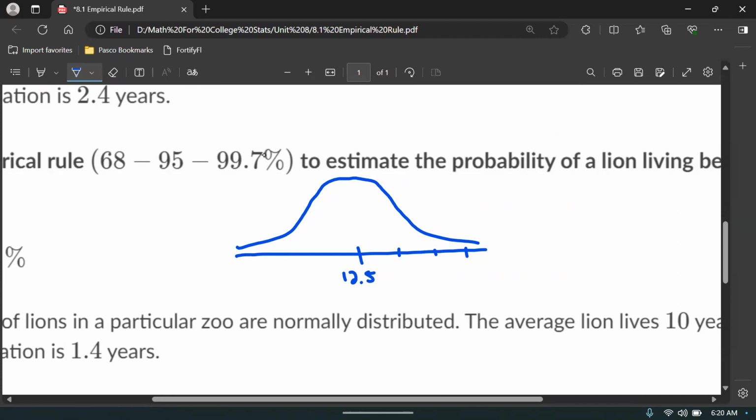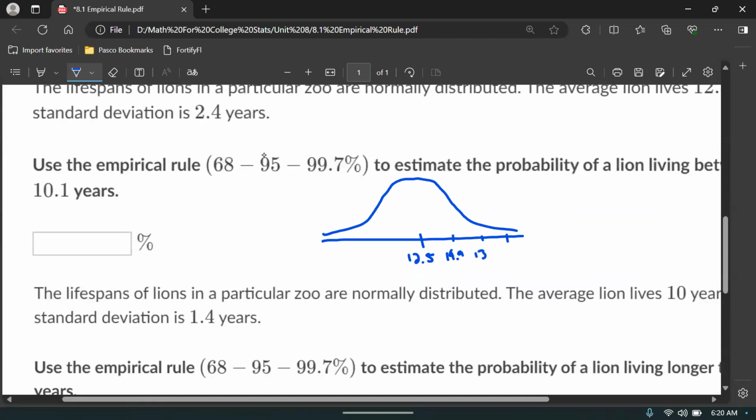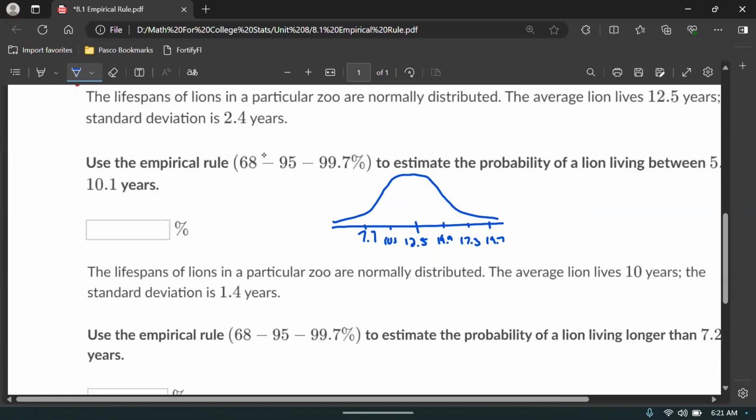All right, so 12.5 plus 2.4, we have 14.9. We're going to add it again. We have 17.3. And then we're going to add it again. We have 19.7. Now we need to subtract, right? 12.5 minus 2.4. So this will be 10.1. Do it again. Minus 2.4, we get 7.7. Then one more time, we get 5.3.